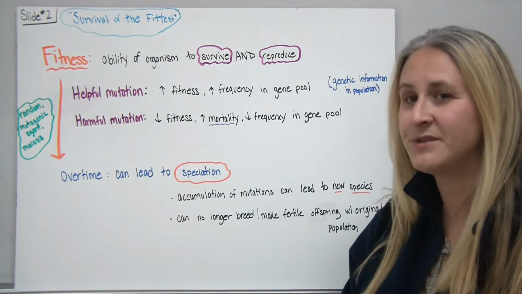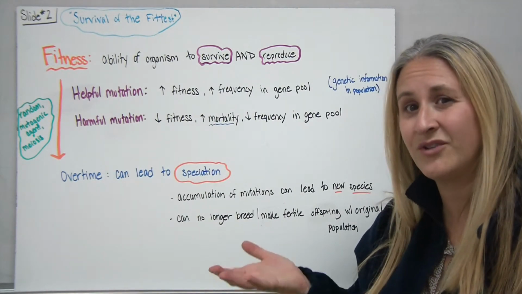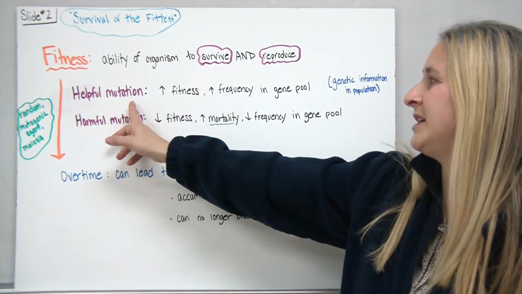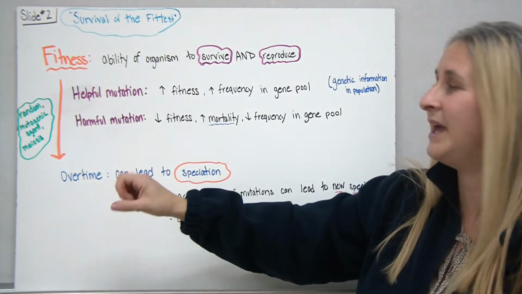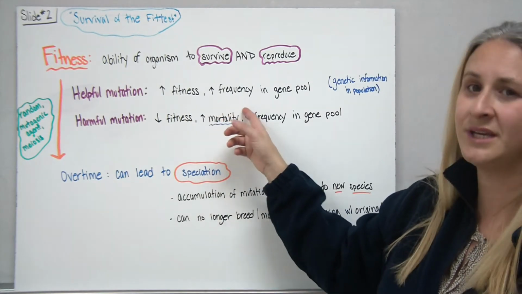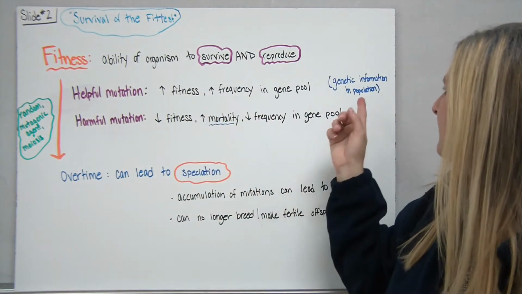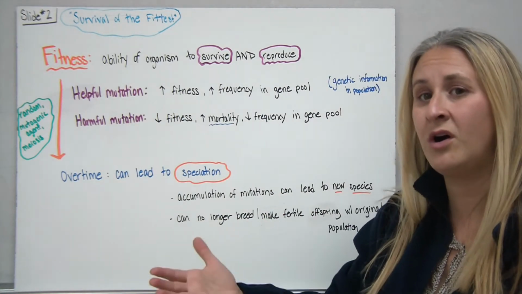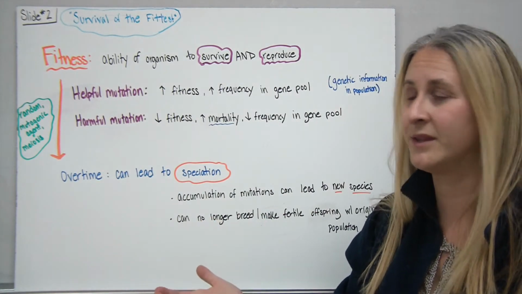There are two different types of mutations that we can have that can either increase or decrease your fitness. We could have a helpful mutation. Remember, not all mutations are bad. A helpful mutation might increase your fitness, which would increase in frequency in the gene pool. That would change the genetic information overall in the gene pool of a population.